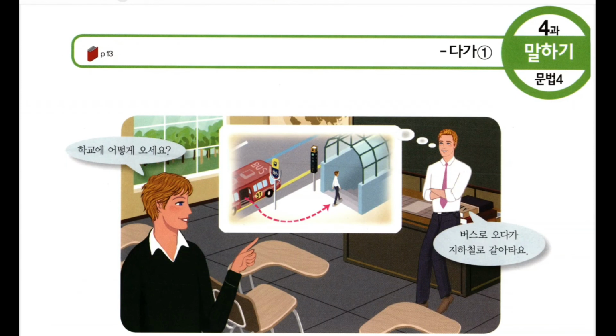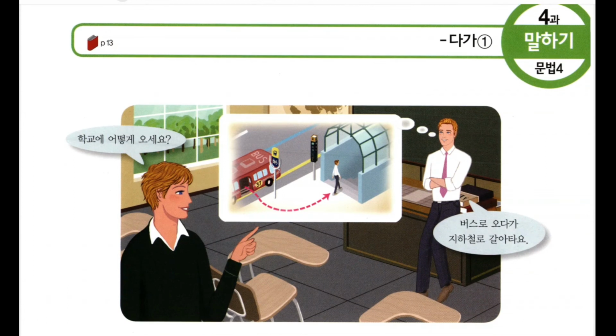자, next grammar point 갑시다. 다가 is very, very important and we use it quite frequently. Catch the nuance in this dialogue. 보세요. Andy says, 학교에 어떻게 오세요? How do you come to school? And he says what? 버스로 오다가 지하철로 갈아타요. I come by bus and then I transfer to subway. Actually, you can say 버스로 와서 지하철로 갈아타요. 괜찮아요. But why does he choose 다가 here? Because it emphasizes the transition of your behavior. Sudden change of your action.